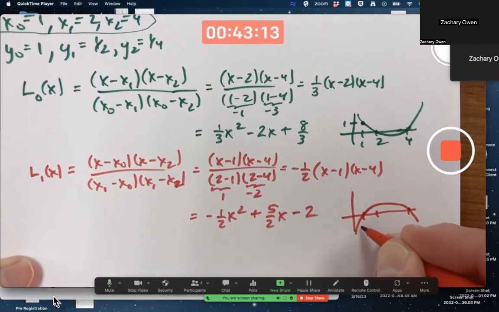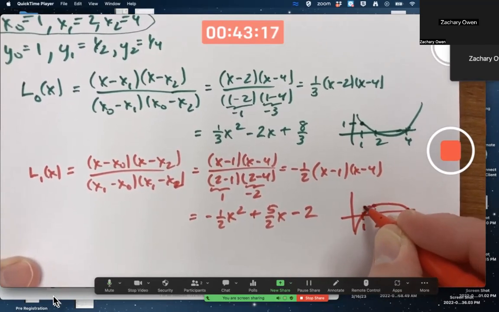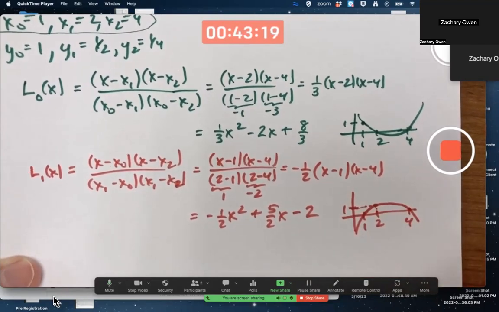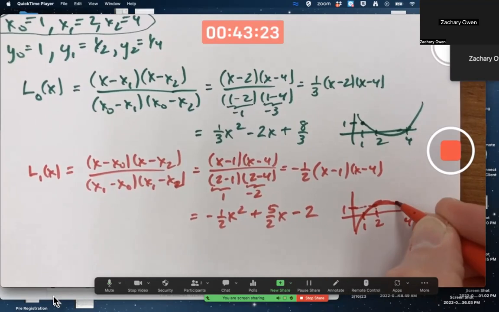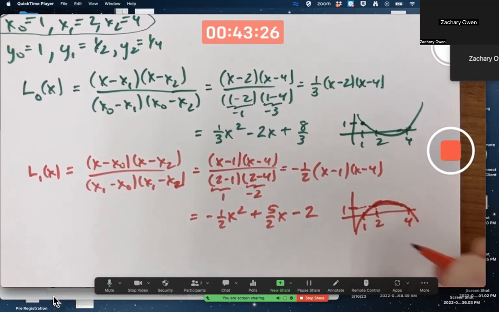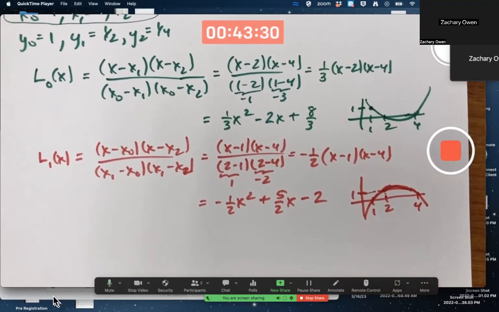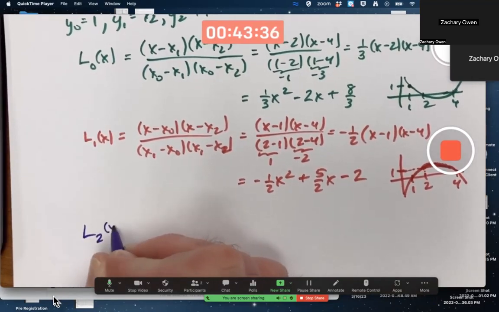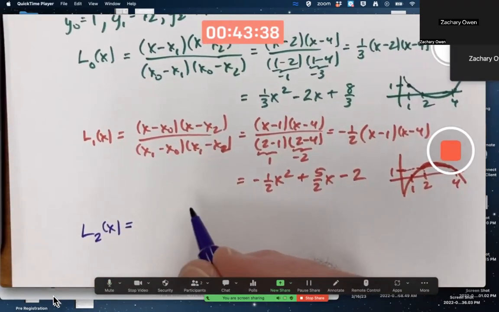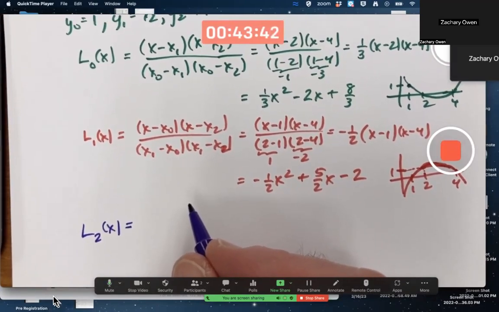Quadratic. It's 0 at 1 and 4, and at 2, which is x1, it's 1. It's going to go a little higher here, but the maximum will be at 2.5. One more to compute because we got 3 nodes. L2 of x is 0 at x0 and x1, and 1 at x2.